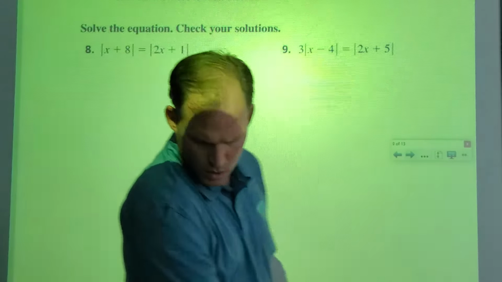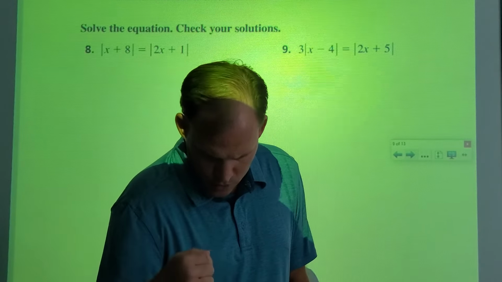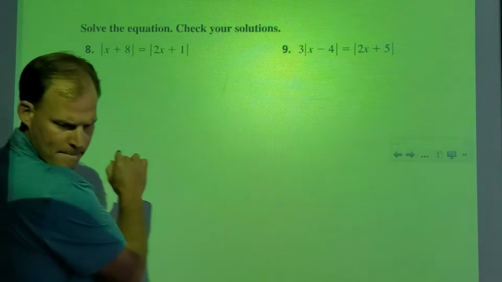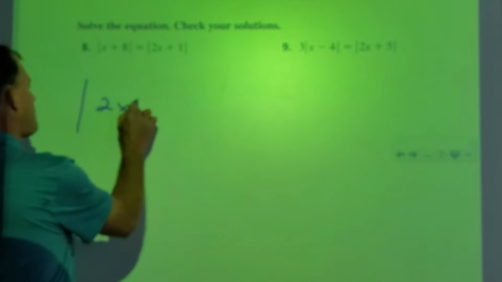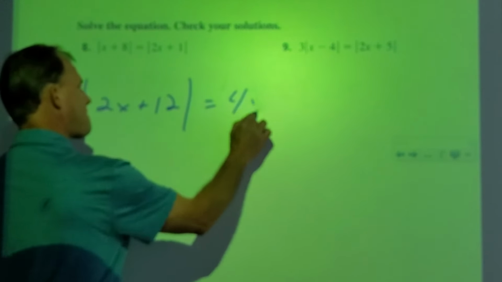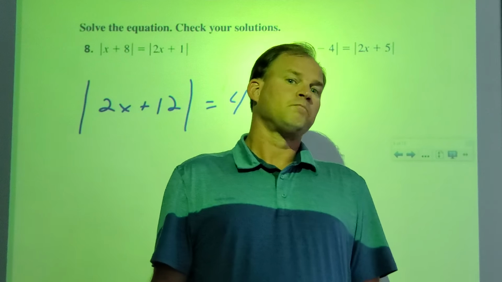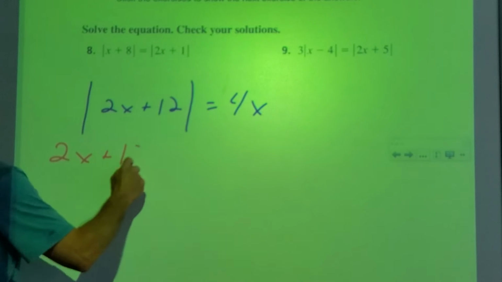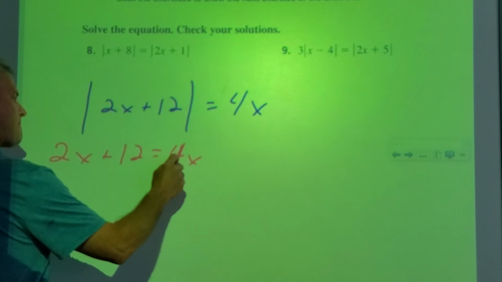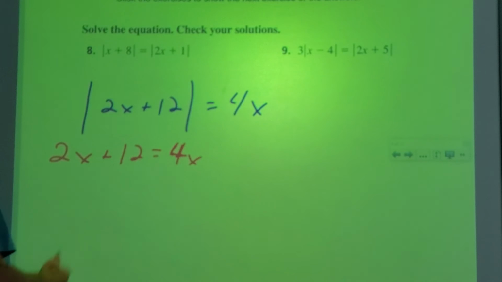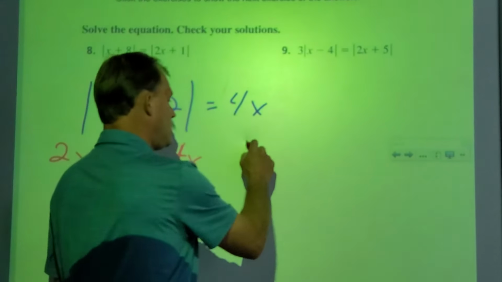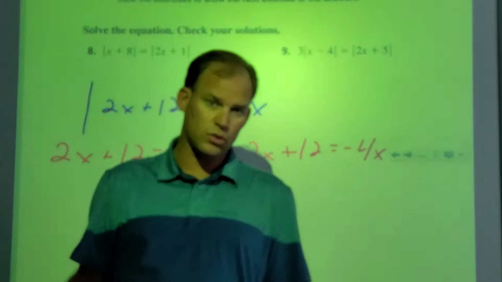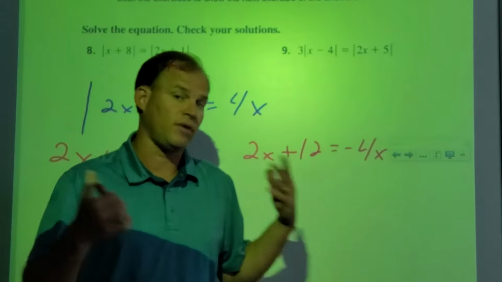So let's do one here and show you something else. What happens if there's no absolute value on the second side? The rules are still the same. 2x plus 12 equals 4x. Then I set it equal to the opposite. 2x plus 12 equals negative 4x. Set it equal to the positive, set it equal to the negative, even if there's an x value there.